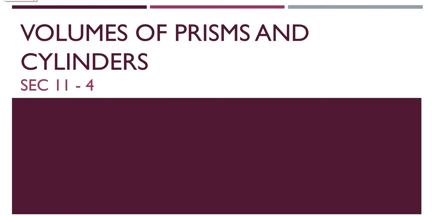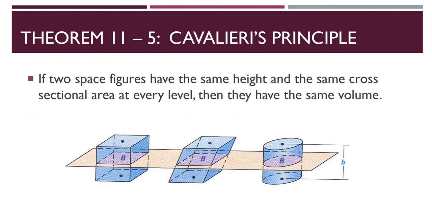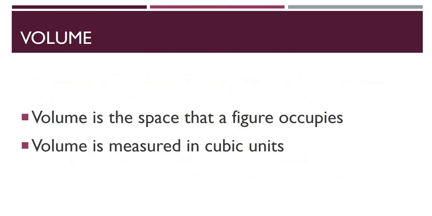Section 11.4, we're going to move on to volumes. We're going to look at volumes of prisms and cylinders. So the volume is the space that a figure occupies, and volume is always measured in cubic units.